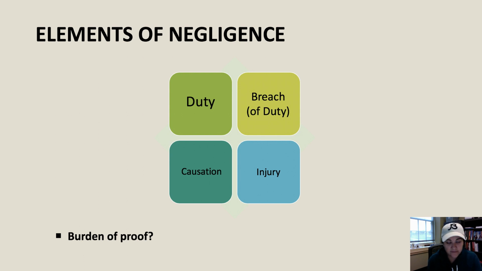Now, in order to be successful in a negligence claim, you have to be able to prove all 4. 3 out of 4 won't do, 2 out of 4 won't do. All 4 have to be present in order for negligence to exist. And so we're just going to highlight each of these briefly. I think your book does a nice job, but I want to try to provide a little bit more context and maybe some examples along the way.